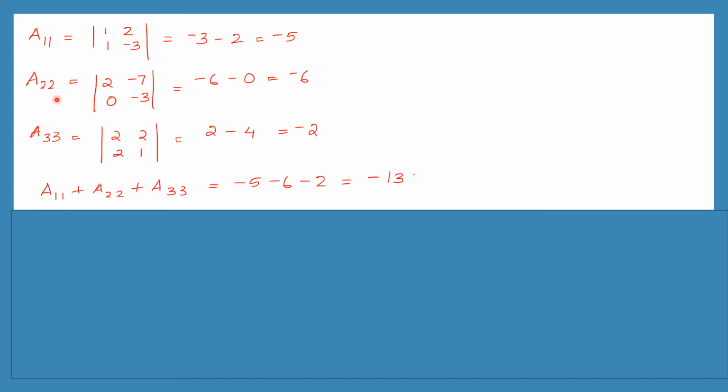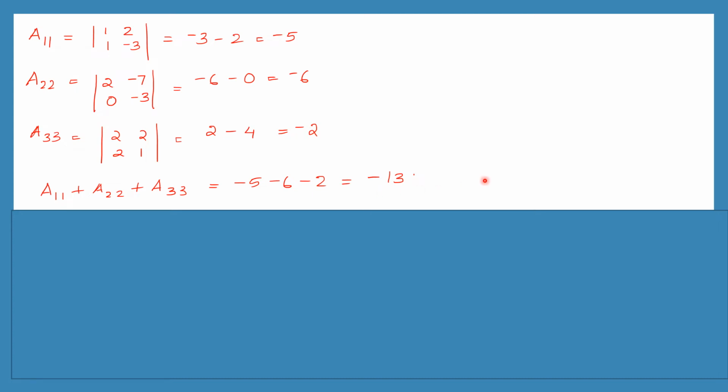Then A22. A22 means we have to cut the second row and second column. The rest will be the determinant 2 minus 7 0 minus 3. If you are evaluating this determinant, minus 6 is the answer. The next position is A33. So we have to cut the third row and third column. So the rest of the values forms the determinant, that is 2 2 2 1. If you are evaluating this determinant, minus 2 is the answer. So we have to take the sum of A11 plus A22 plus A33. So minus 5 plus minus 6 minus 2. So it will be minus 13.